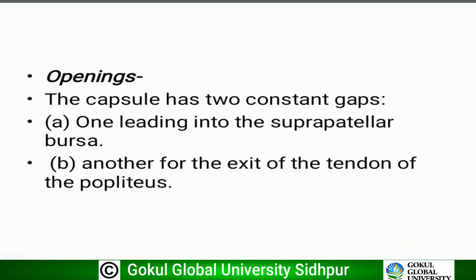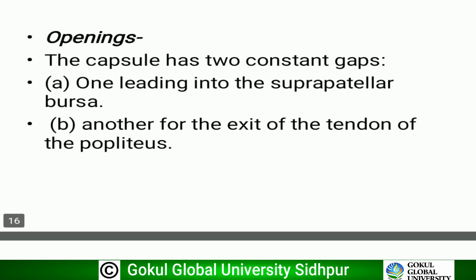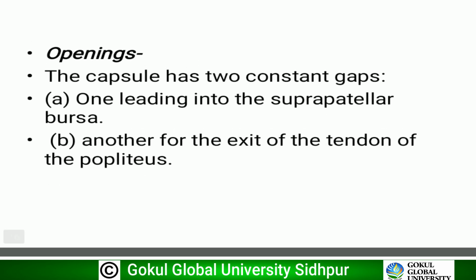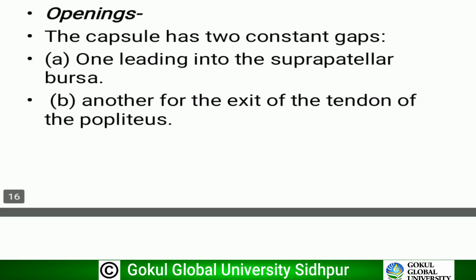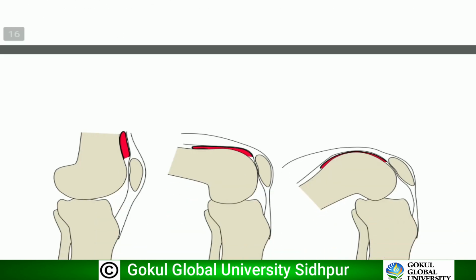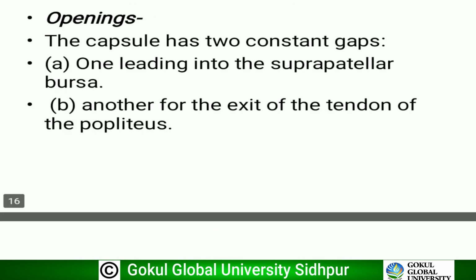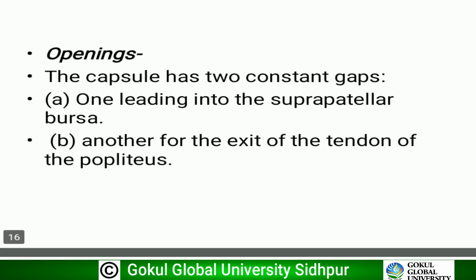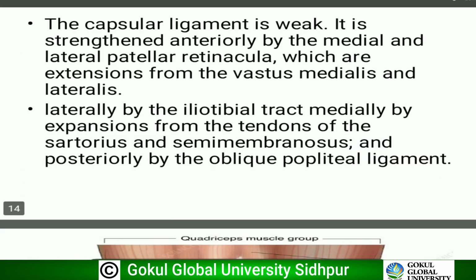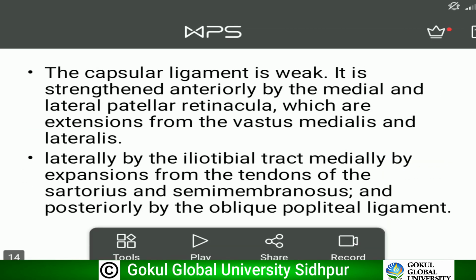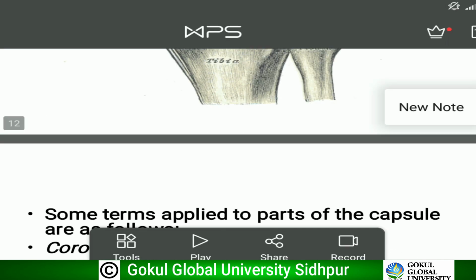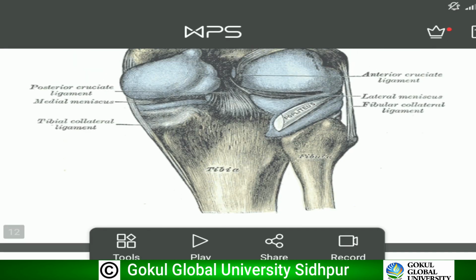Opening. The capsule has two constant gaps, one leading into the suprapatellar bursa. This is the one leading to the suprapatellar bursa, above the patella. Another is for the exit of the tendon of the popliteus that I have shown in the previous diagram, in this diagram.